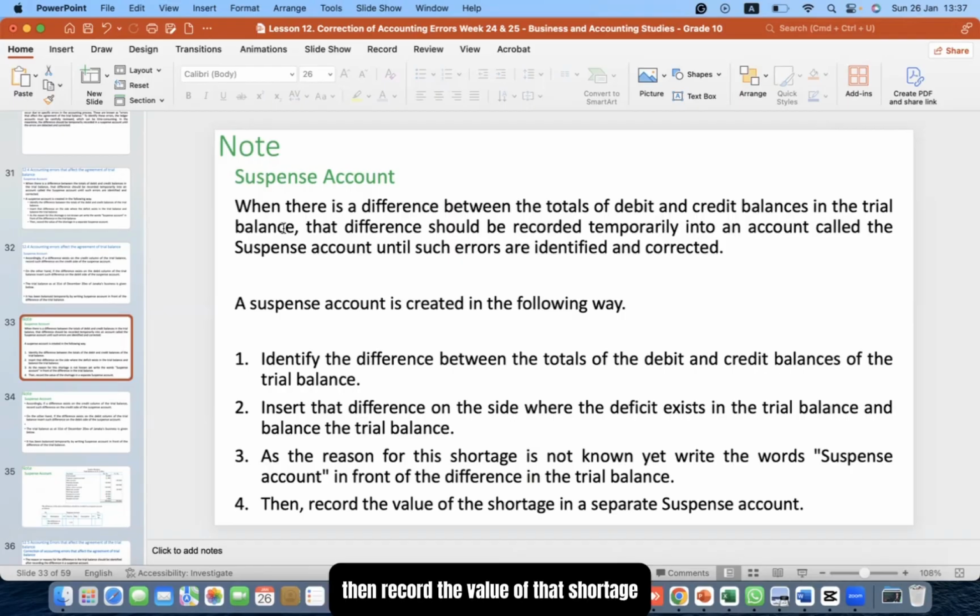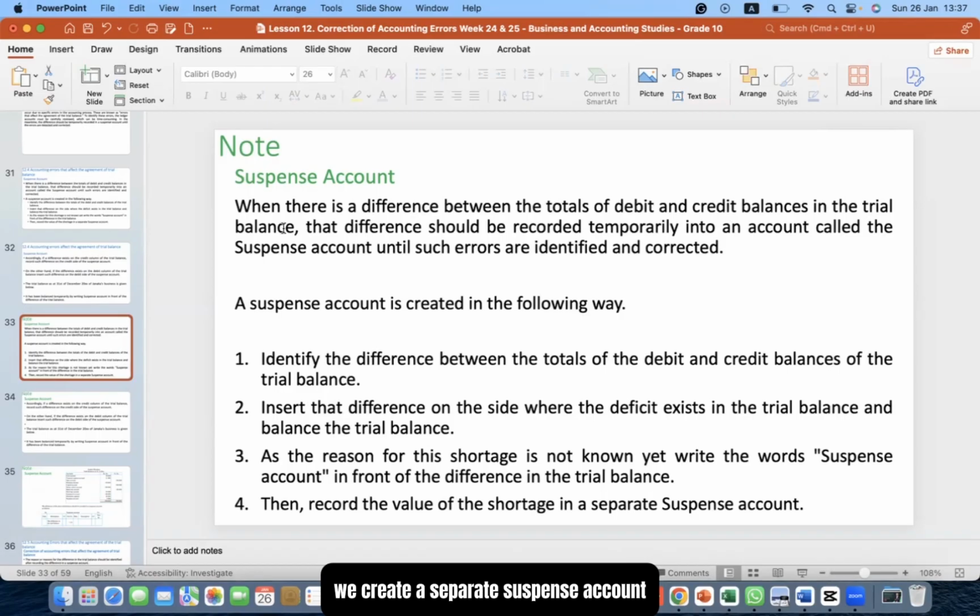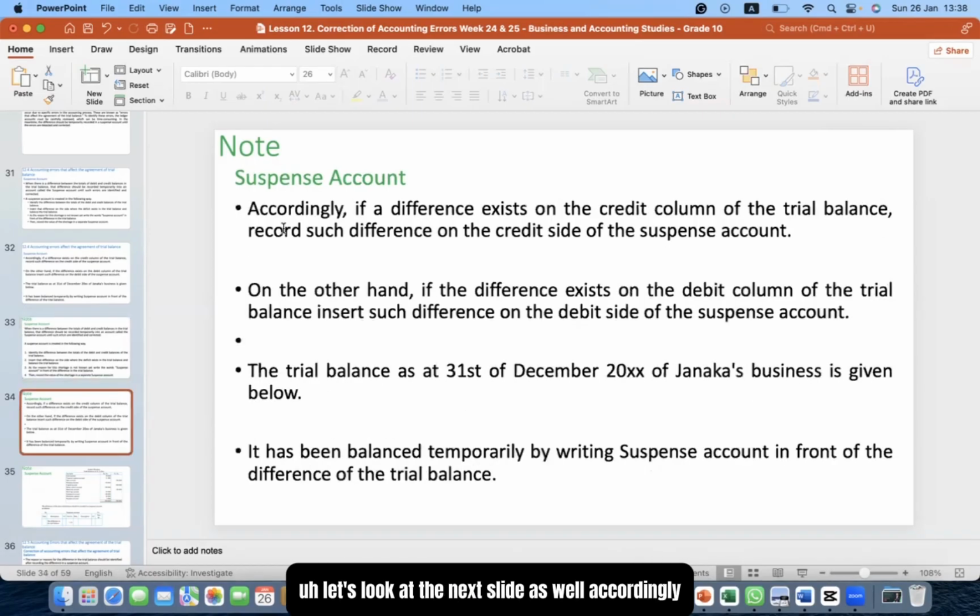Then record the value of that shortage in a separate suspense account. Then we create a separate suspense account and we record that difference. Okay, let's look at the next slide as well.